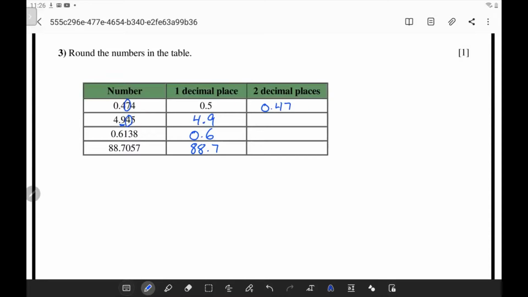We're looking at the 4. Is the number after the 4 bigger than or equal to 5? Yes. So we add 1 to the 4, right? So we get what? 4.95. Lovely. So where's the third one? You want two decimal places. 0.61. And the last one, two decimal places. 8.71. Lovely.